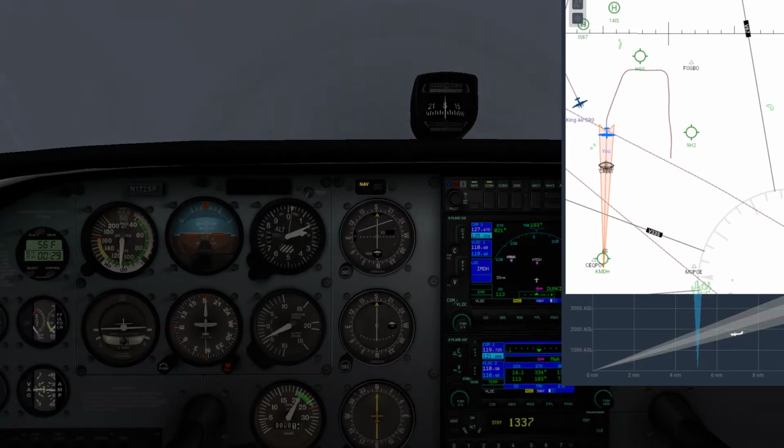I'll gradually start bringing my power up and level off on the attitude indicator, confirming my altimeter and VSI that I'm at a constant altitude. Now I'll just maintain this altitude until I intercept the glide slope. Before intercepting the glide slope, I'll want to set my flaps to 10 degrees and maintain an airspeed of about 90 knots throughout the approach.